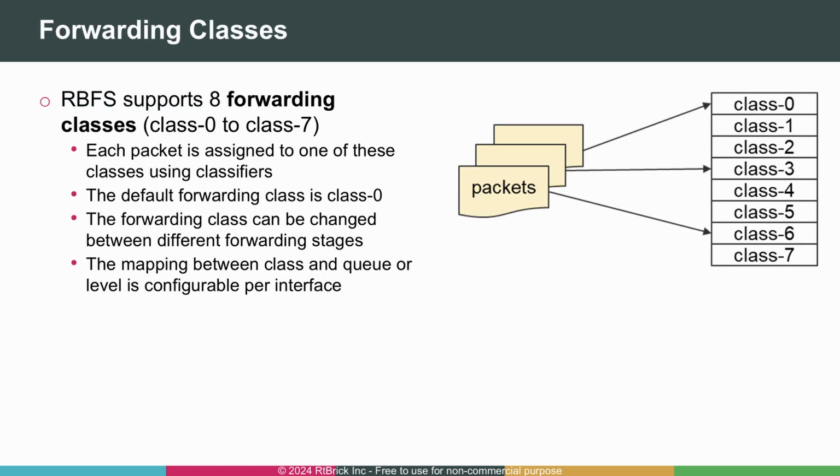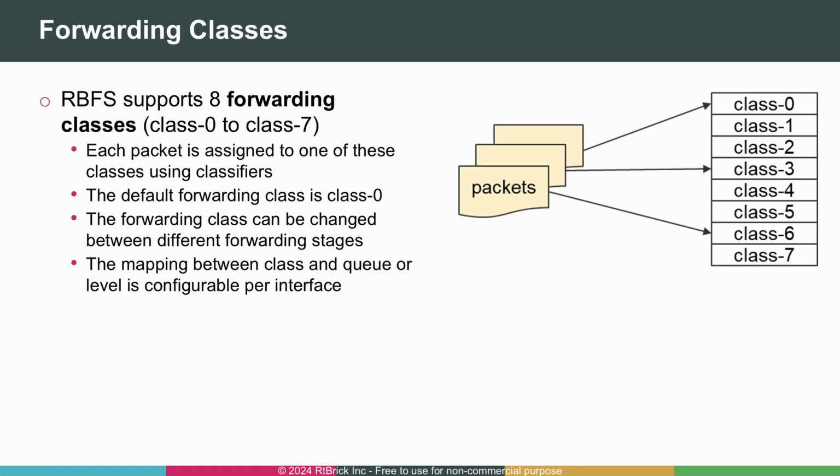A forwarding class is a mechanism used to group data packets based on their service requirements. It allows network devices to prioritize and manage traffic differently, depending on how important that traffic is. In RBFS, there are 8 forwarding classes, named Class 0 through Class 7. Each packet is assigned to one of these classes using either a behavior aggregate classifier or a multi-field classifier. If no classifier makes an explicit assignment, the packet automatically goes into Class 0.